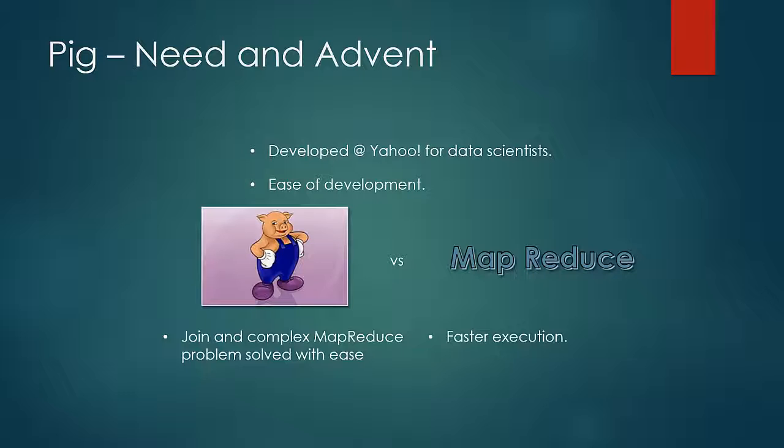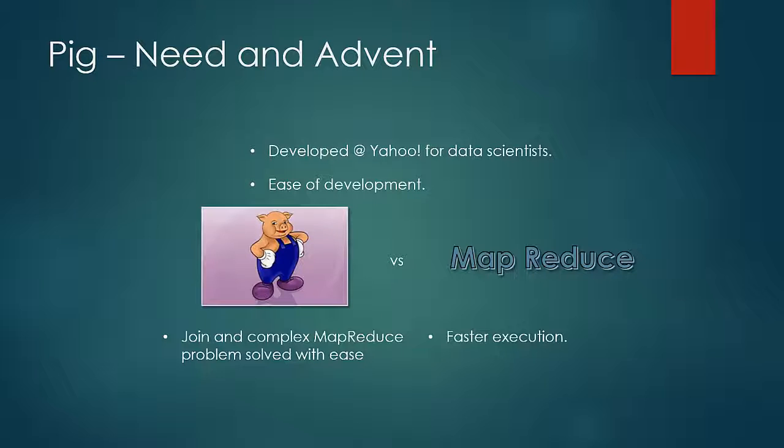Pig scripts or programs are parsed and converted into MapReduce programs. So it should be understood that Pig solutions are not optimized solutions. But with time, the optimization is being worked upon and the gap is being closed. Having said that, Pig solutions would be slower than MapReduce solutions at least for some time in the future.